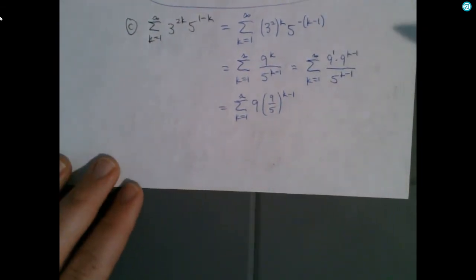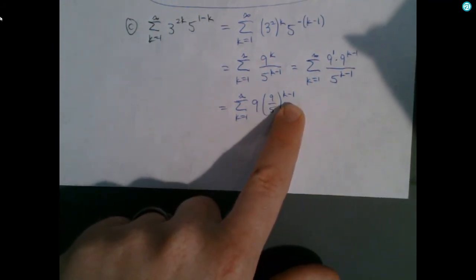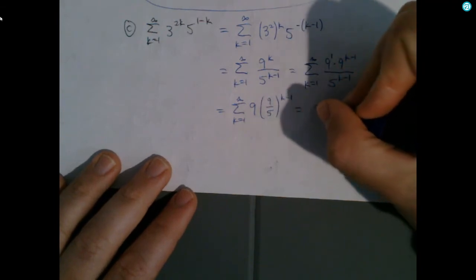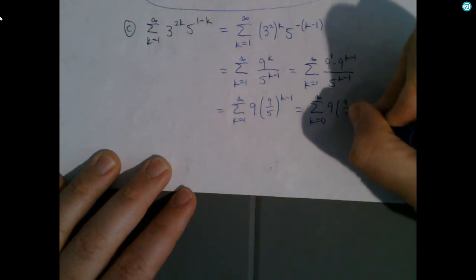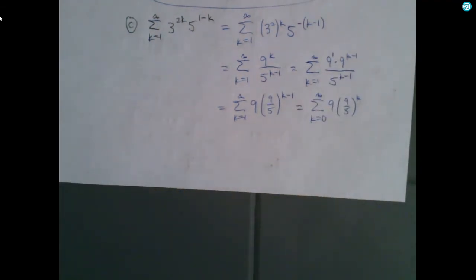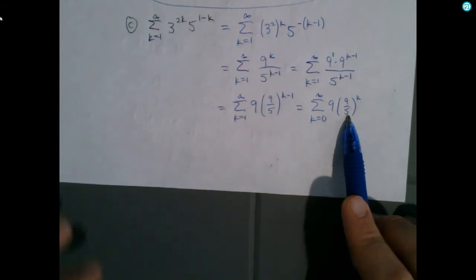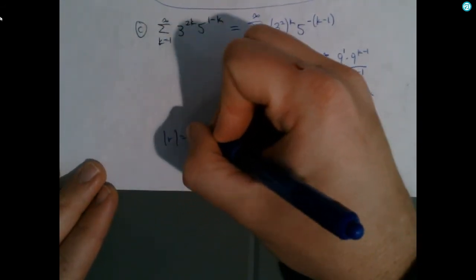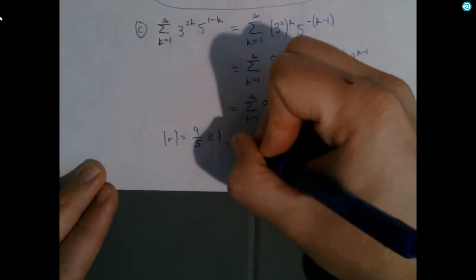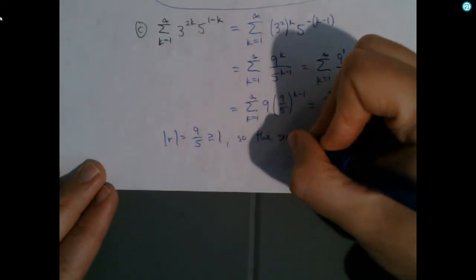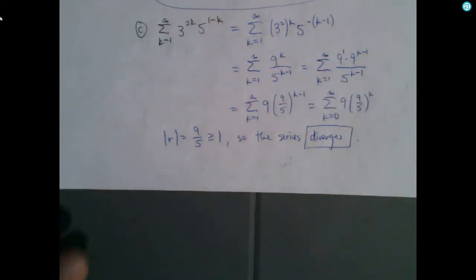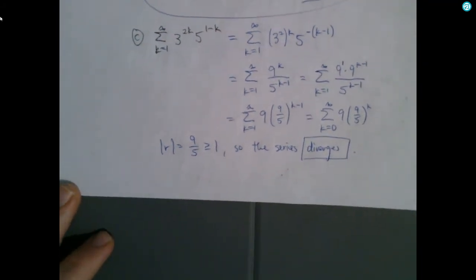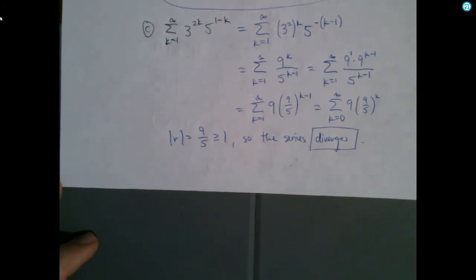Now it's starting to look geometric for sure. To make this k instead of k minus 1, I can start the index at 0. So I can call this the sum from k equals 0 to infinity of 9 times 9/5 to the k, and then it looks beautifully, perfectly geometric. What's more is that you can tell the common ratio is 9/5. So the absolute value of r here is 9/5, and that's greater than or equal to 1, so the series diverges. The series diverges for sure.